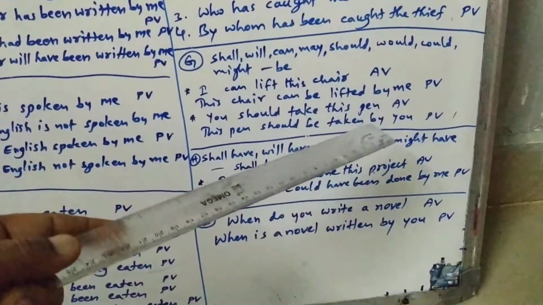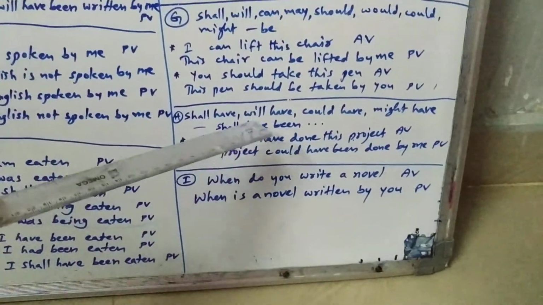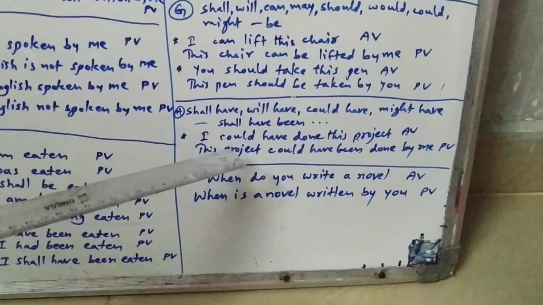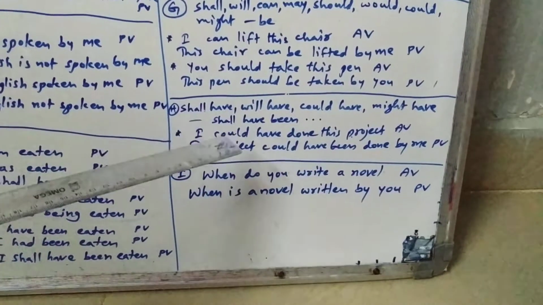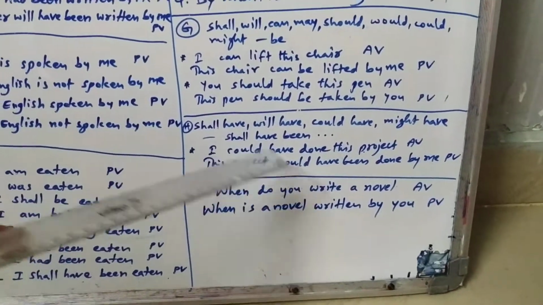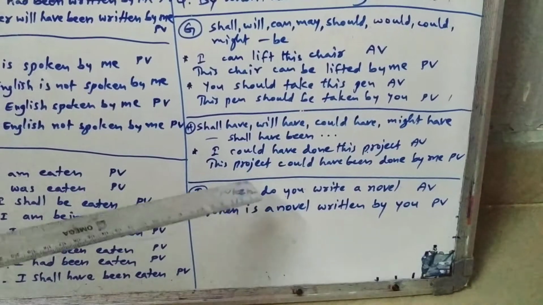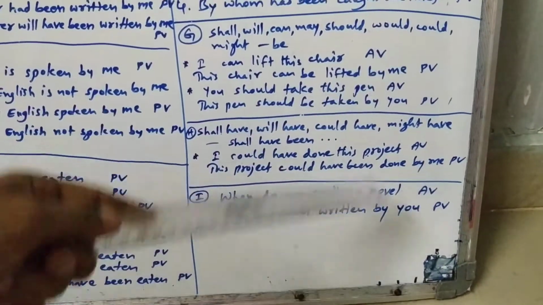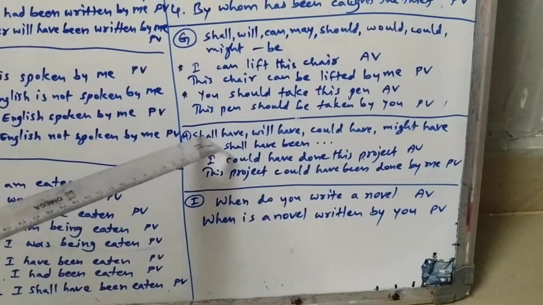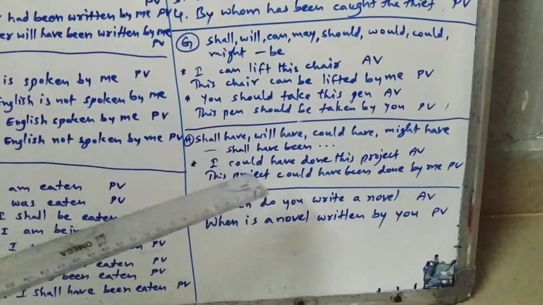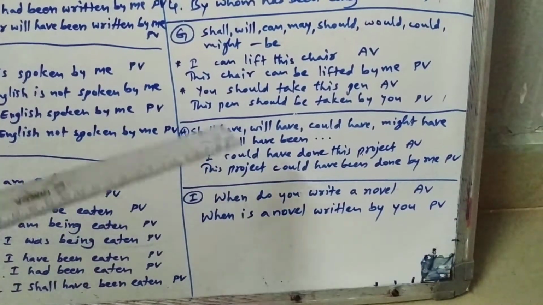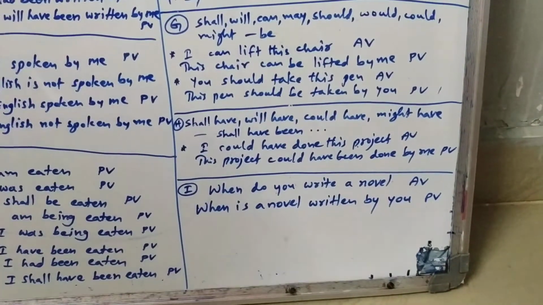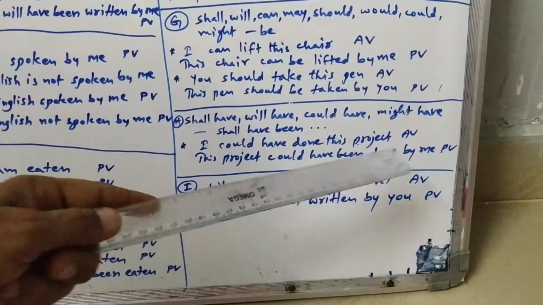Okay, shall have, will have, could have, might have. If these helping verbs are found, I write those sentences like this. I could have done this project: this project could have been done by me. Shall have, will have, could have, might have are changed like shall have been, will have been, could have been, might have been.